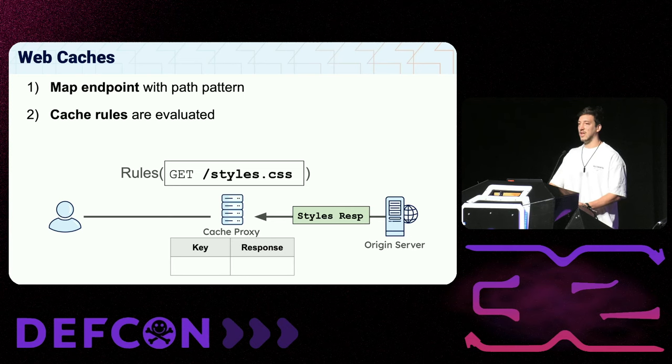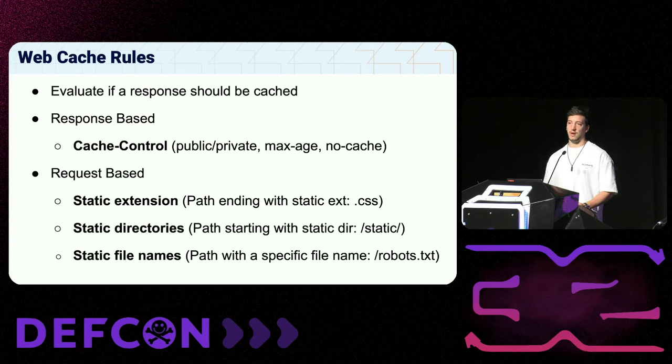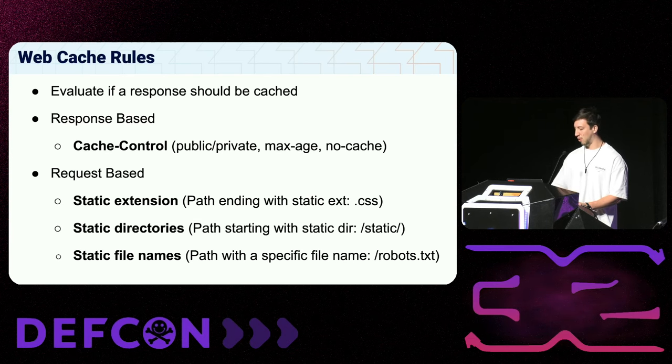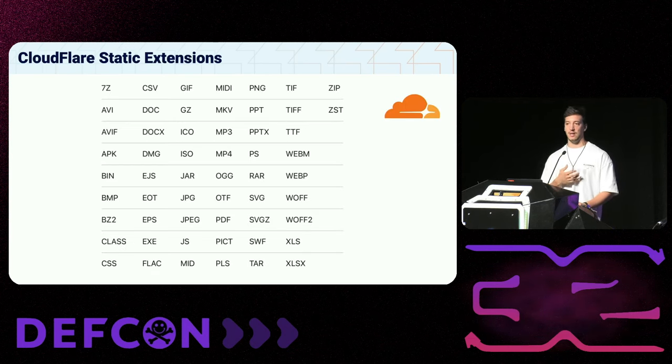When this response is sent back to the cache proxy, the cache proxy is going to evaluate some rules to see if this response should be stored in the cache, so if it's static or not. These rules are usually evaluated on the response using the cache control header, but also on the request: the cache proxy is going to extract the path and evaluate it with other rules, for example the static extension one, which is on by default in most CDNs. This is the list that Cloudflare has. It will look at the path and the extension of that path, and if it ends with any of these extensions, then it's going to decide that this is a static resource and store it in the web cache.